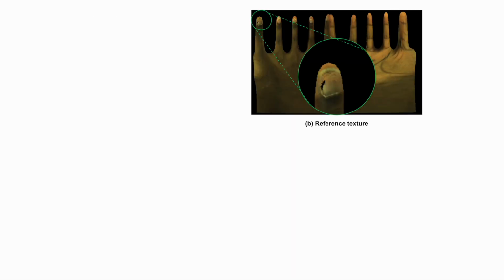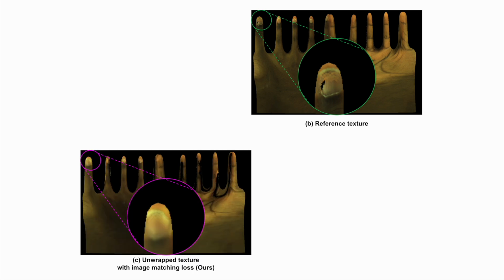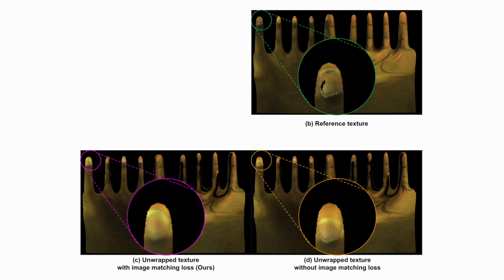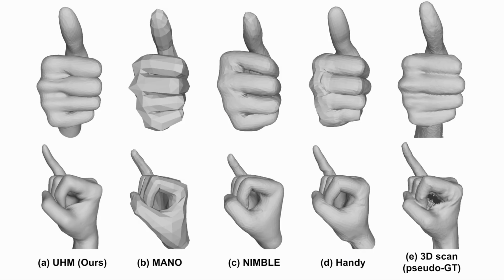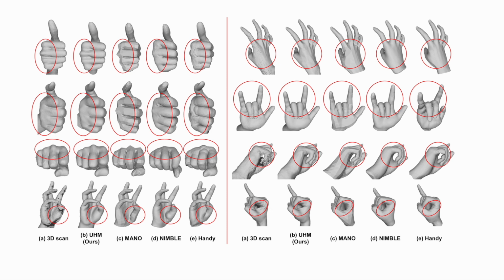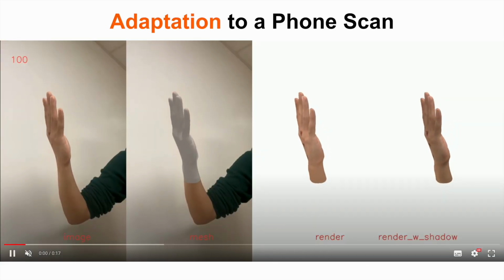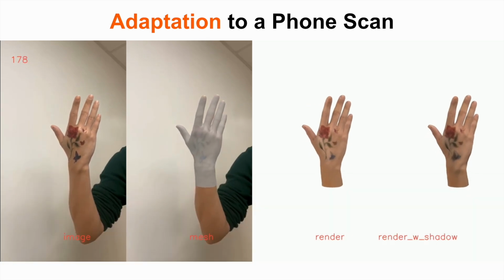This is the reference texture, average unwrapped texture from the neutral pose frame. C shows the unwrapped texture with our image matching loss. On the other hand, D shows that the thumbnail is placed at the wrong place, which means that our image matching loss effectively prevents the skin sliding. This figure shows that the magnitude of the optical flow decreased for most of the hand surface. This comparison showed our UHM produces results with the highest fidelity, while the previous one suffered from low fidelity and surface artifacts. With pre-trained UHM, we create an authentic hand avatar from a phone scan like this video.